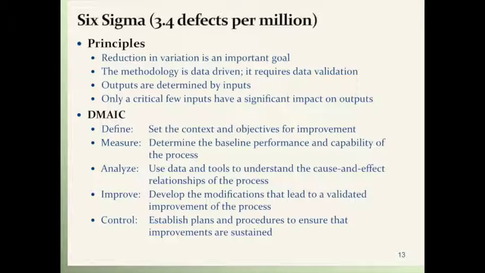Six Sigma. This is a term that you'll hear recently. Six Sigma is simply 3.4 defects per million. So if you look at standard deviation, 1 sigma, 2 sigma, 3 sigma, if you look at a normal curve, 6 sigma is that little piece way out at the edge. And so the goal of Six Sigma is to reduce variation.